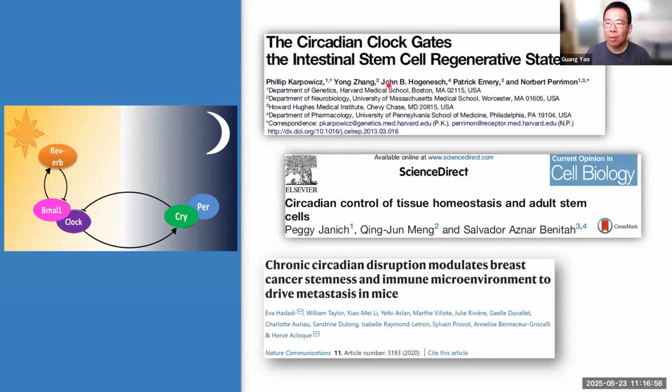So over the past several decades, we have seen circadian regulation plays a lot of roles in modulating stem cell regeneration and tissue repair, and also, because dormancy is important for cancer metastasis, linking to cancer metastatic formation.